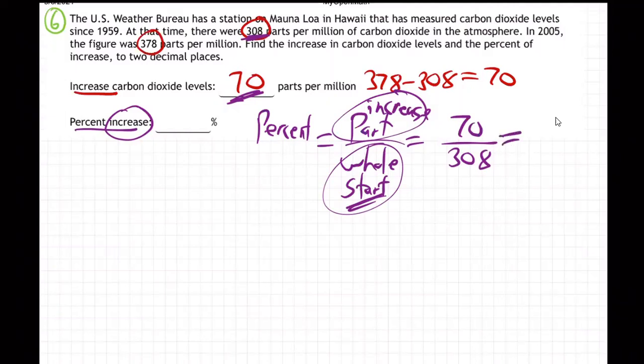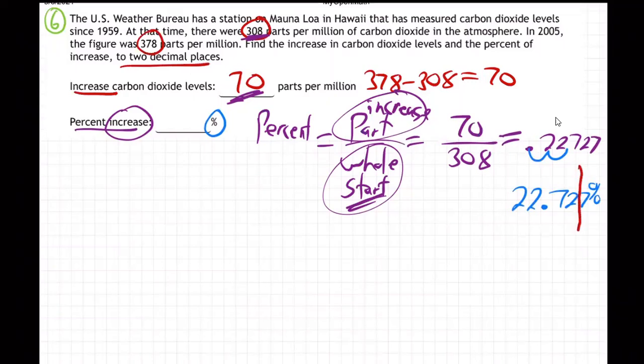I'm getting 0.22727. And they want us to, well, and we got to make that a percentage, because see that percentage symbol? So I'm going to move that 2 places. So it'll be 22.727%. And then we have to round, as it says here, to 2 decimal places. So I'm going to cut it right there. That 7 tells us to round that up. So it's 22.73%. So it's a 22.73% increase on the carbon dioxide levels.